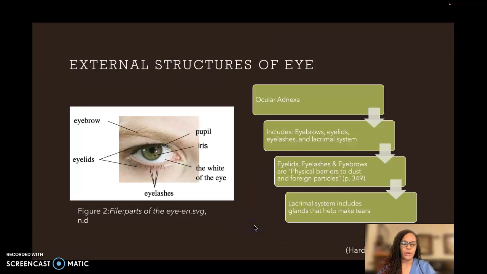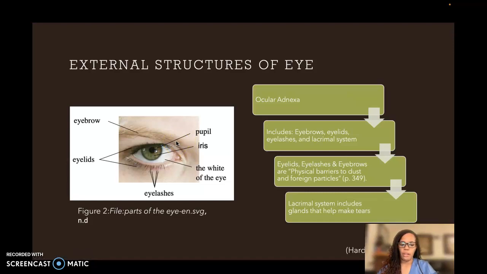Some external structures of the eye. It contains your ocular adnexa, which includes your eyebrows, your eyelids, eyelashes, and the lacrimal system. So your eyelids, you've got upper and lower. You have your eyelashes, upper and lower, and your eyebrows. So these are physical barriers to dust and foreign particles.